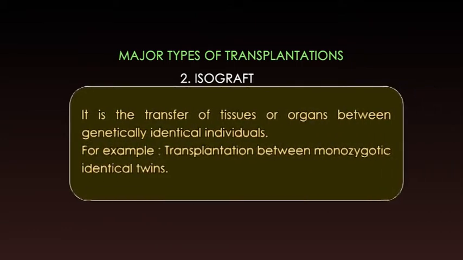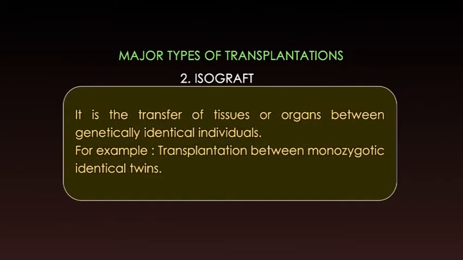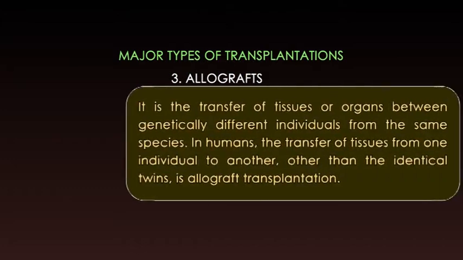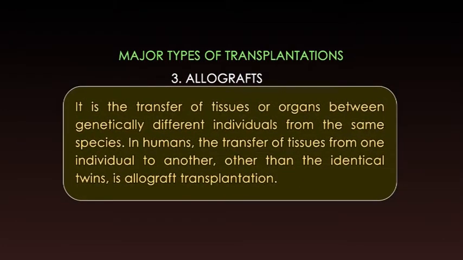Isografts. It is the transfer of tissues or organs between genetically identical individuals. For example, transplantation between monozygotic identical twins. Allografts. It is the transfer of tissues or organs between genetically different individuals from the same species. In humans, the transfer of tissues from one individual to another, other than identical twins, is allograft transplantation.